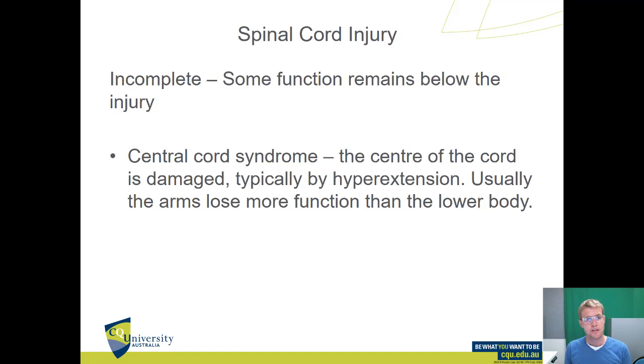Now, you can also have incomplete spinal cord injuries where there is damage to the spinal cord, but it hasn't completely severed the neuronal activity going up and down. And there are 3 textbook definitions. The first is central cord syndrome, where the center of the cord is damaged, typically by a hyperextension injury. And you can have a suspicion of this in the field because the arms will lose more function than the lower body. So someone may have limited motor or sensory function in their arms, but they can still walk, they can still feel everything in their legs.